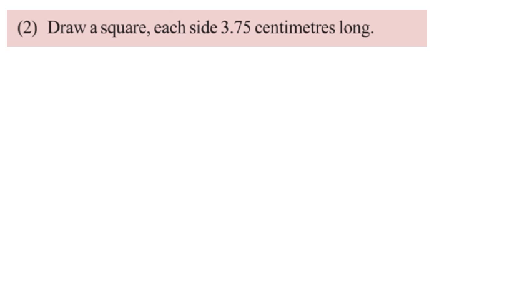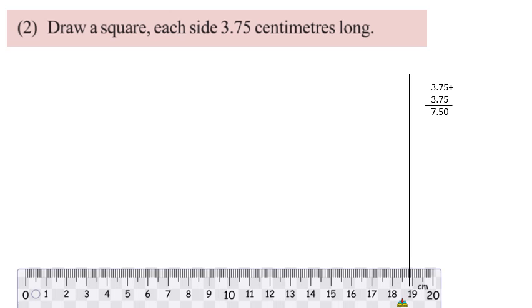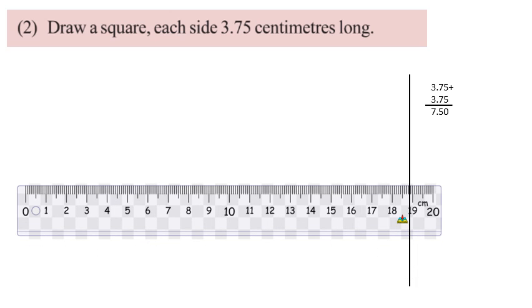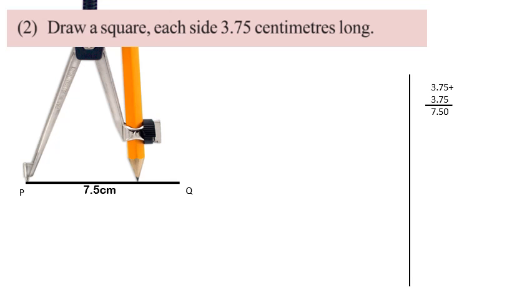So let us take double the length of 3.75 centimeters. That is 3.75 plus 3.75, which gives 7.5 centimeters, right? Okay, now let us draw a line with 7.5 centimeters length. Then let us draw the perpendicular bisector for getting the midpoint of the 7.5 centimeter line.